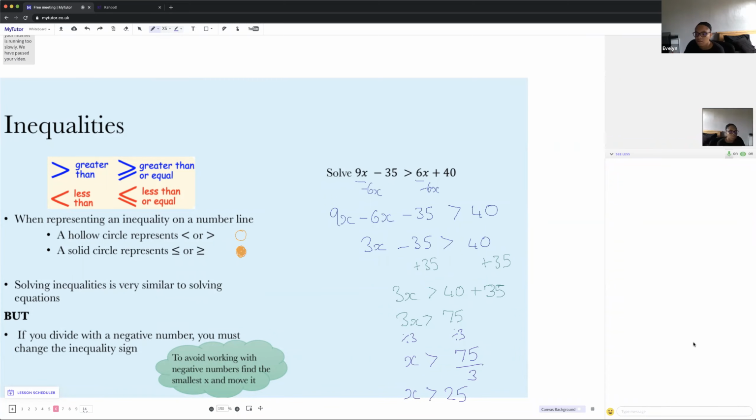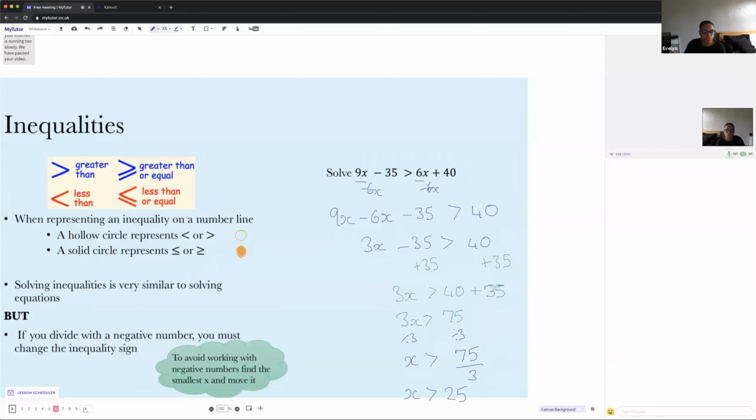Now someone did ask, because we had the minus 35 in there, would it not change the inequality sign? It only changes the inequality sign if you're multiplying or dividing by a negative number. That's the only time that you change that inequality sign. There's not another time where you do that. Okay, so only when you're multiplying or dividing by a negative number.